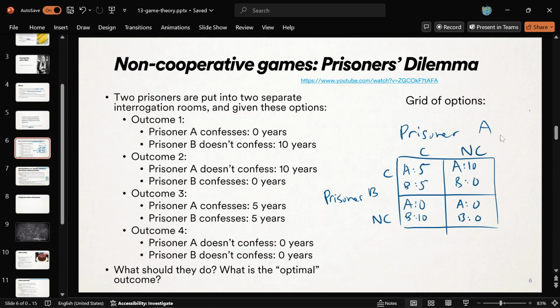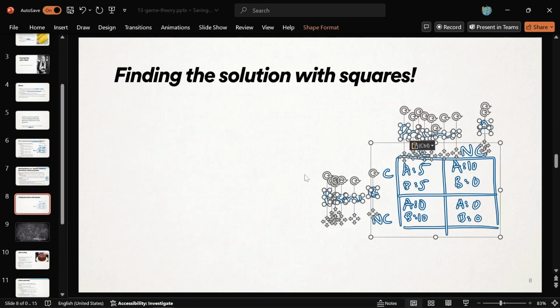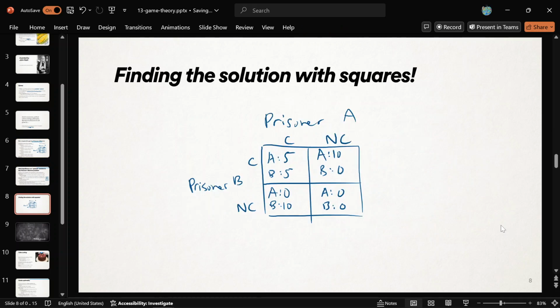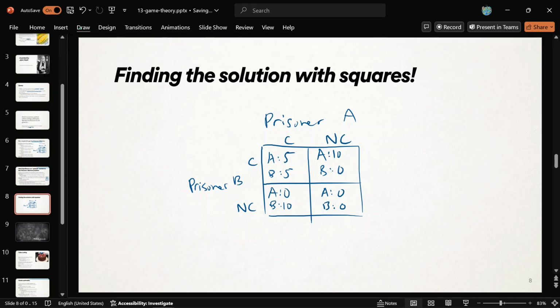So let's say that we're going to solve this problem from the perspective of prisoner A. What should prisoner A do? All right. Well, here's how you solve for a Nash equilibrium. What we're going to do is circle the two outcomes that prisoner A can control. Prisoner A can either confess or not confess, right?